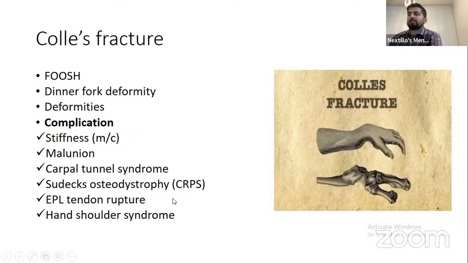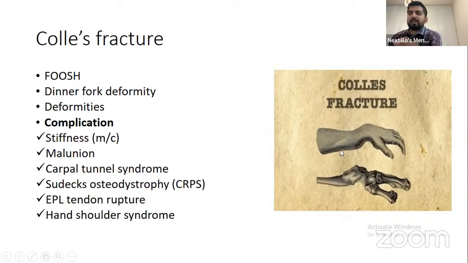Now, Sudeck's osteodystrophy, which we nowadays call complex regional pain syndrome, is a complication of Colles fracture in which there is redness and tenderness of the overlying fingers even after the fracture has united, even months after. There might be redness and swelling around the fracture or the distal part or the fingers. There will be stiffness of the fingers. There will be hyperalgesia, which means excessive pain on touching. Sudeck's osteodystrophy is usually managed by drugs such as SSRIs. So SSRIs or antidepressants are usually given in this complication, other than physiotherapy and exercises, of course, which is the most important part.